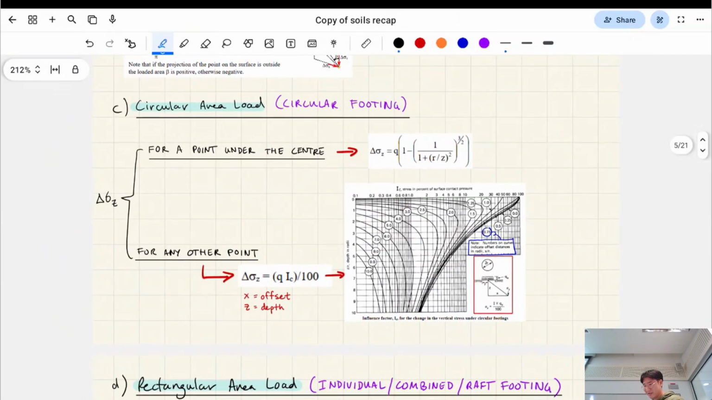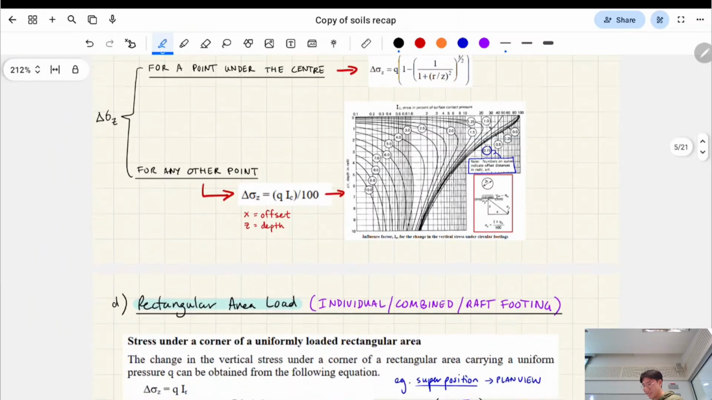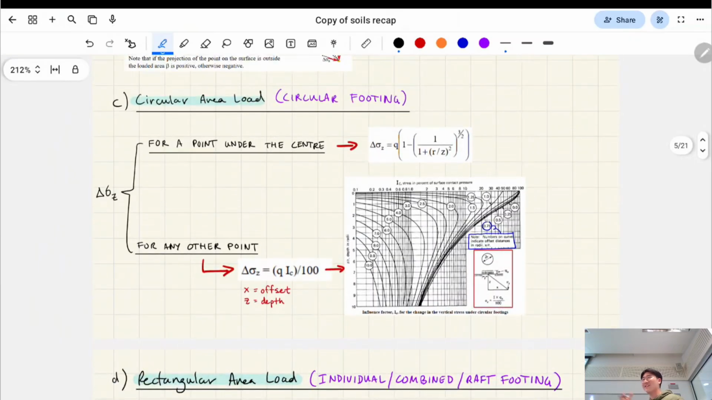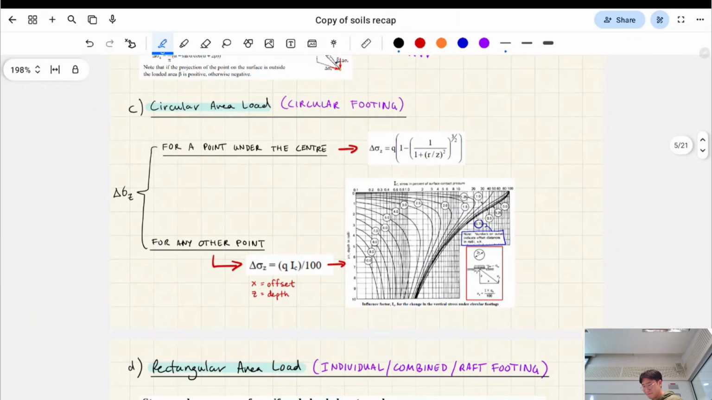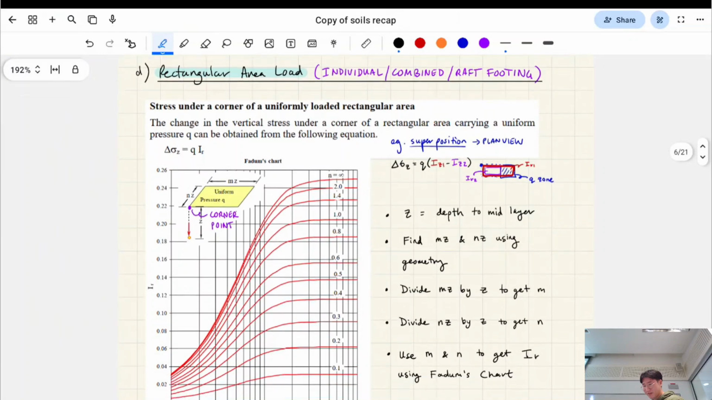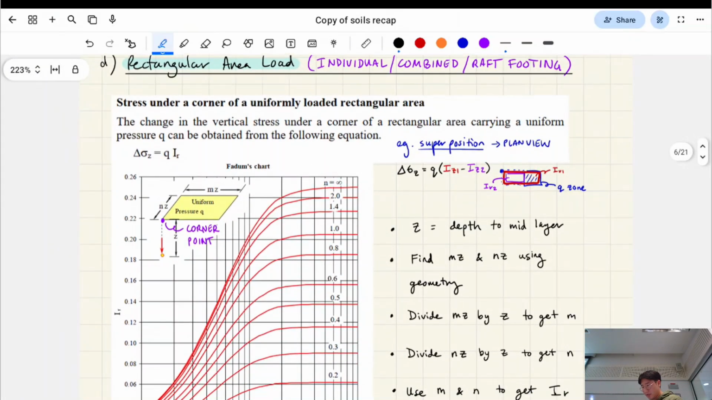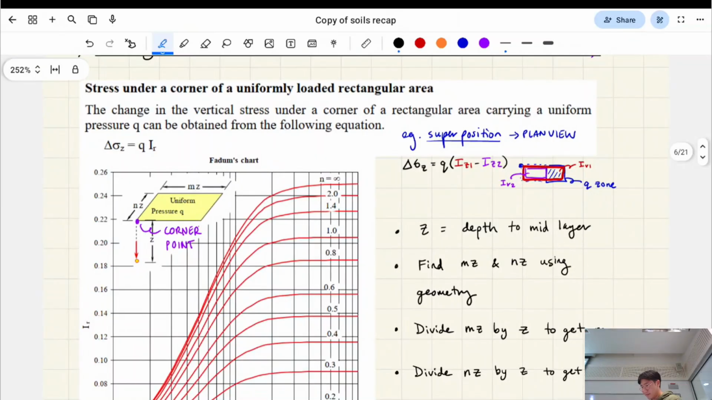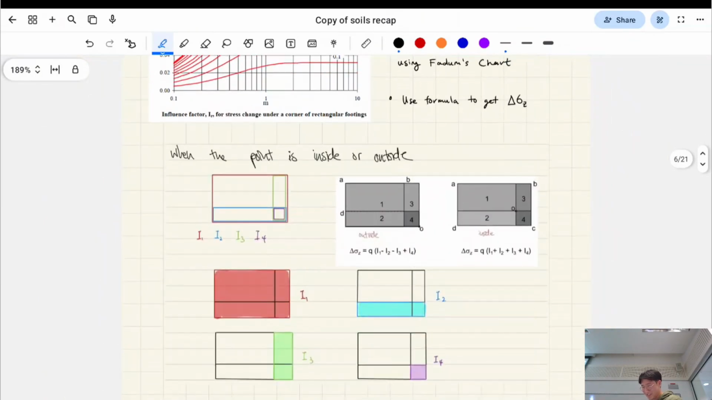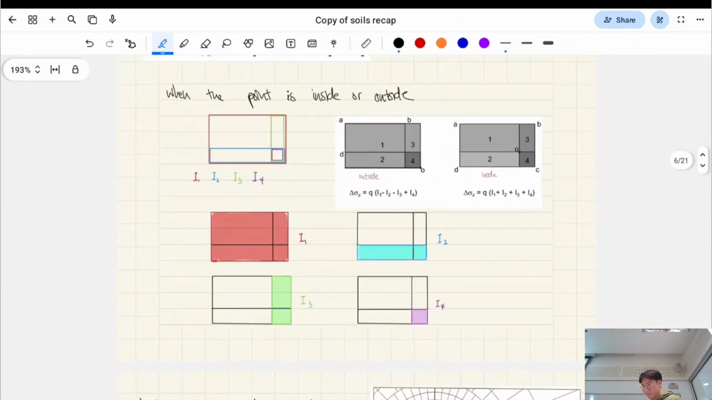Again, I'm not going to cover these in depth because every single one is going to require you to read a different graph, stuff like that, right? Rectangular area load. I think this might have been in one of your quizzes, right? Maybe. Yeah. Sorry, I'm not going to cover these because we're going to run out of time.